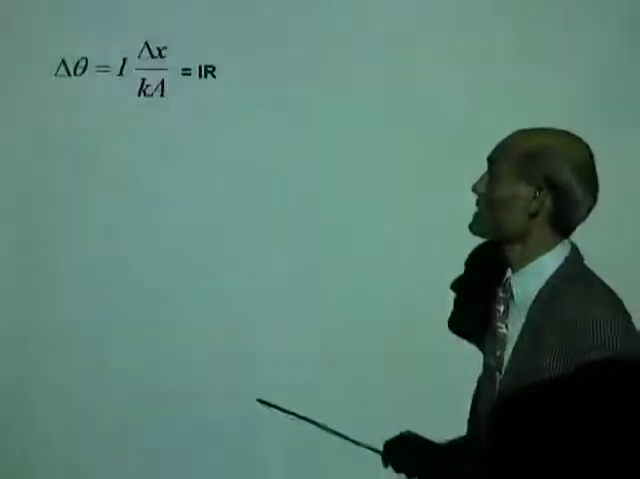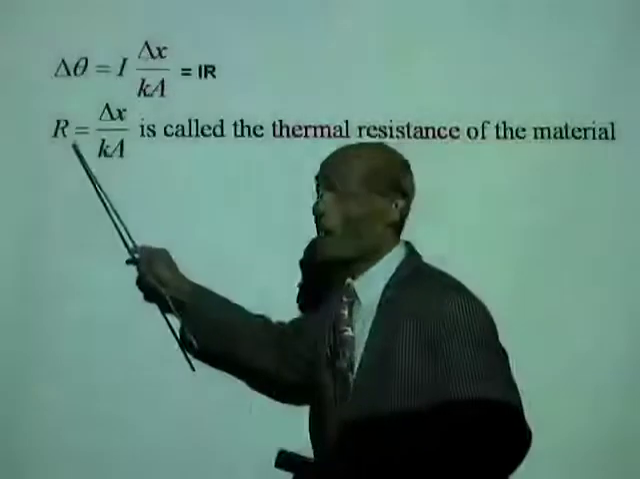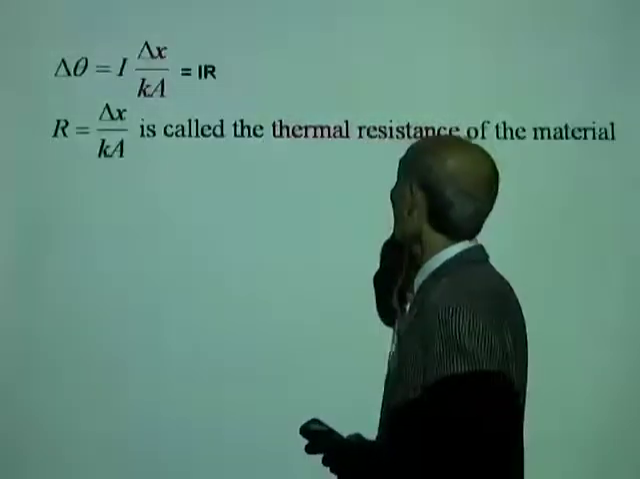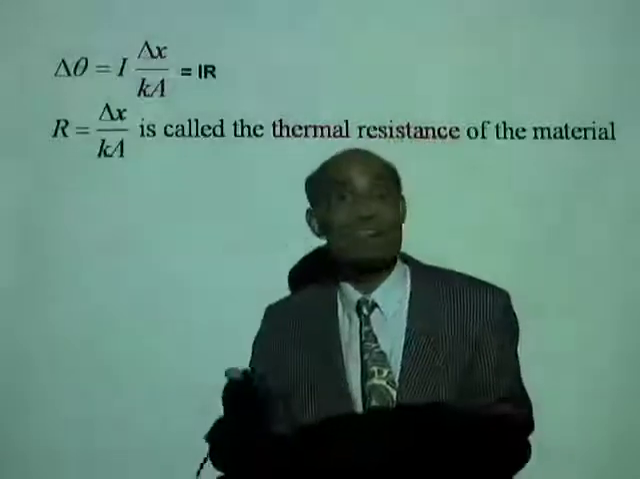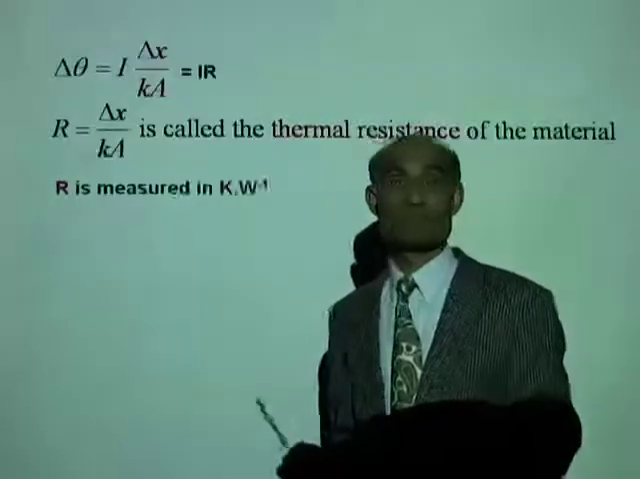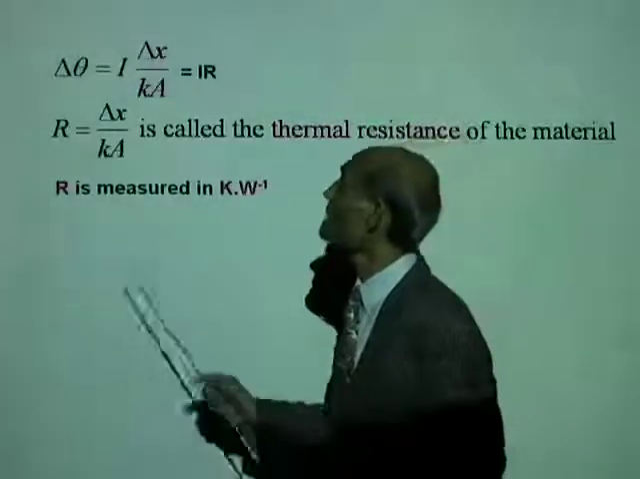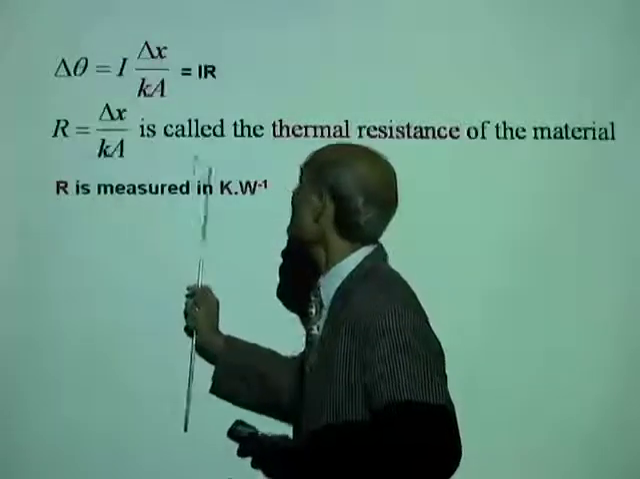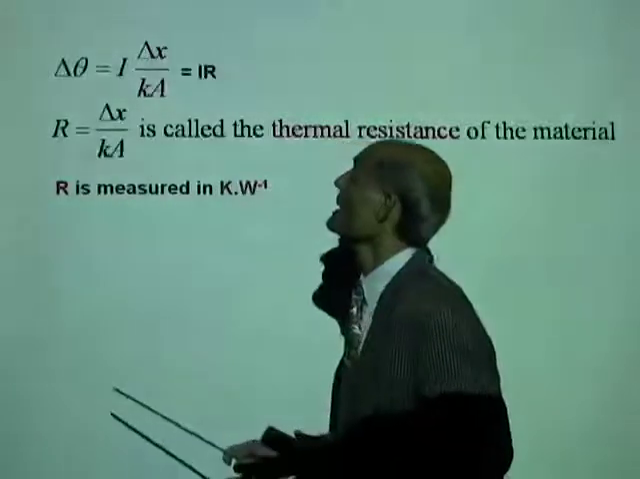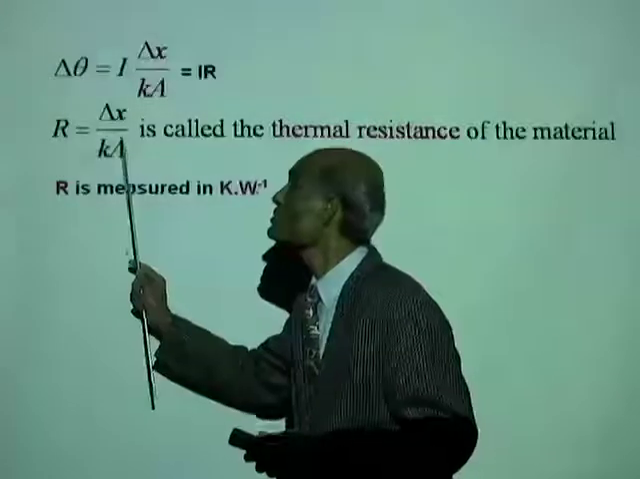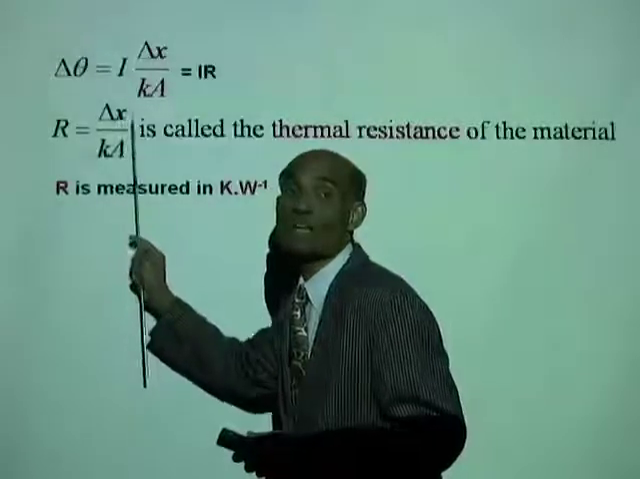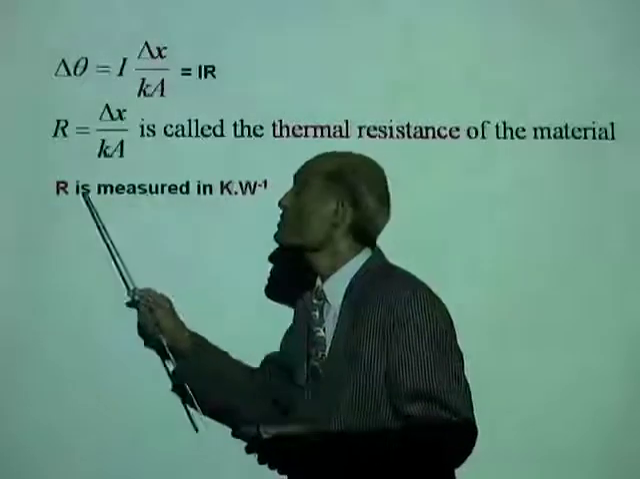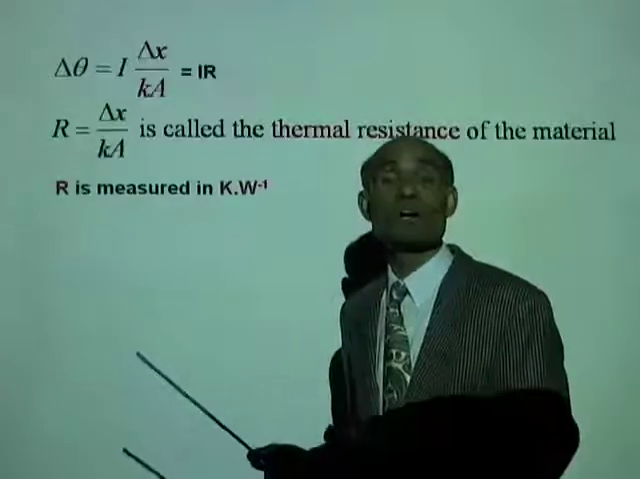Alright, so that's our equation. R equal to delta X divided by Ka is called the thermal resistance of the material. And what is the unit for measuring R? R is measured in Kelvin per watt. I want you to use the units of delta X, A and K and see how you get the unit of R as Kelvin per watt.